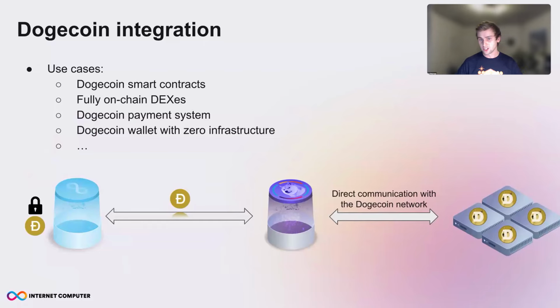You can build decentralized exchanges that run fully on-chain and that allow your users to trade Doge alongside other currencies. And you can really build any kind of DApp that would use Doge as its native payment system, be it a social app, a gaming app, and so on. So yeah, we really hope to see lots of cool applications built on the IC that use Doge.